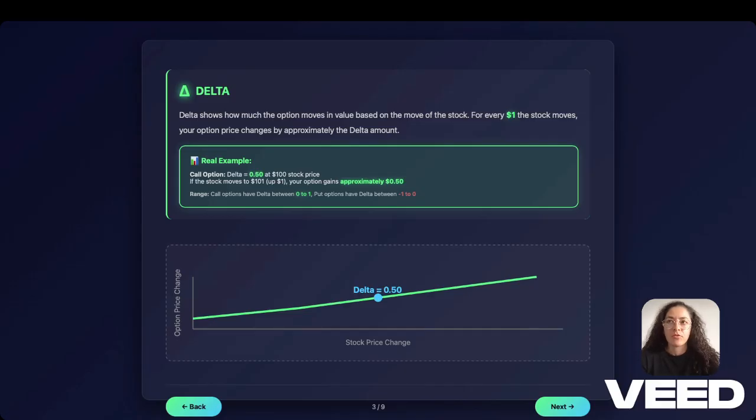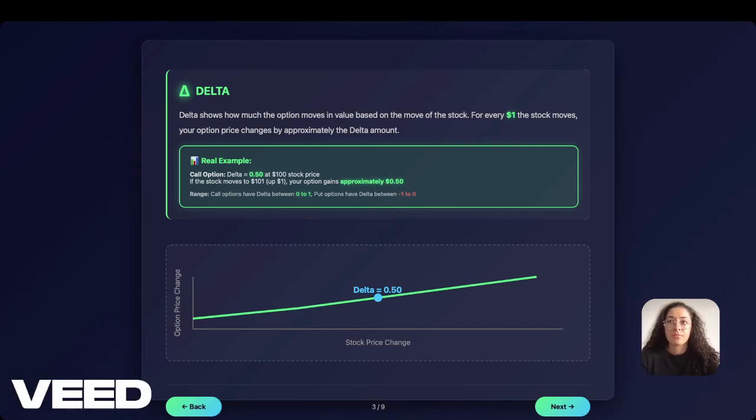So for example, if you buy a call option and the delta is 0.50 at $100 stock price, if the stock moves to 101, your option has gained 50 cents. So if you look at the graph, you have the option price change here and stock price change. You've seen if the stock price goes up, the option price goes up because the delta moves upward.